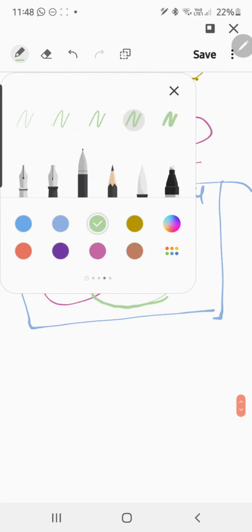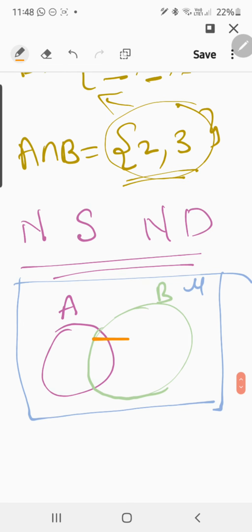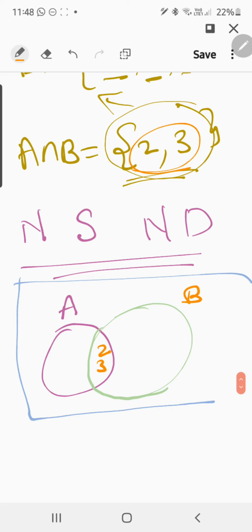Now how to proceed? First take the common elements. This part is common for both A as well as B. So what is the common element between A and B? 2, 3. So we have to put this 2 comma 3 here. This 2 comma 3 is common for both A and B.